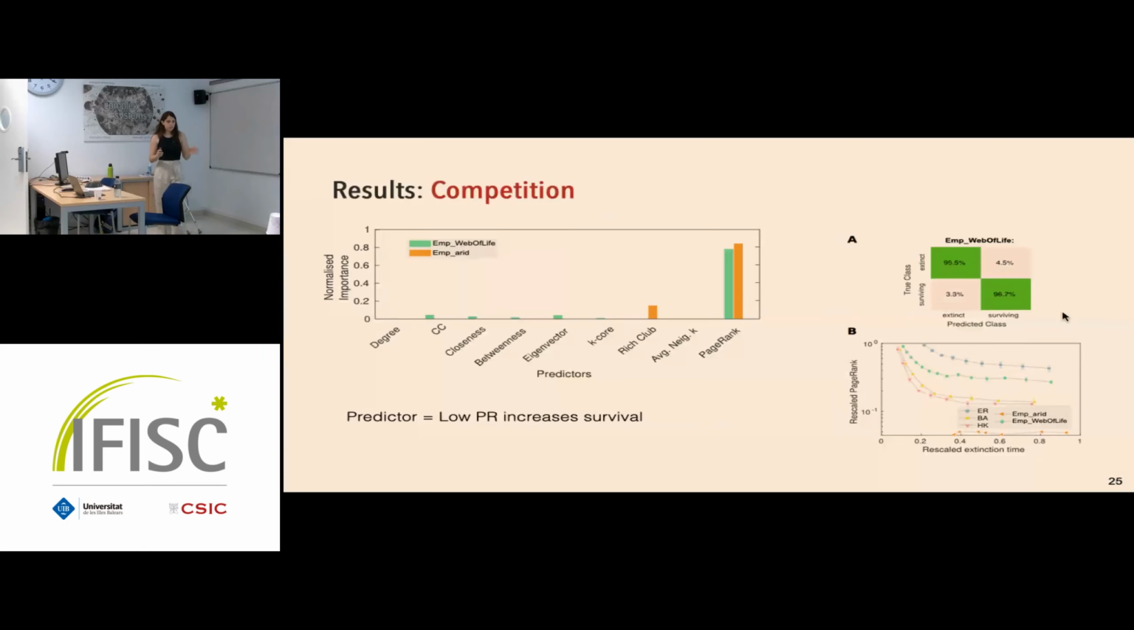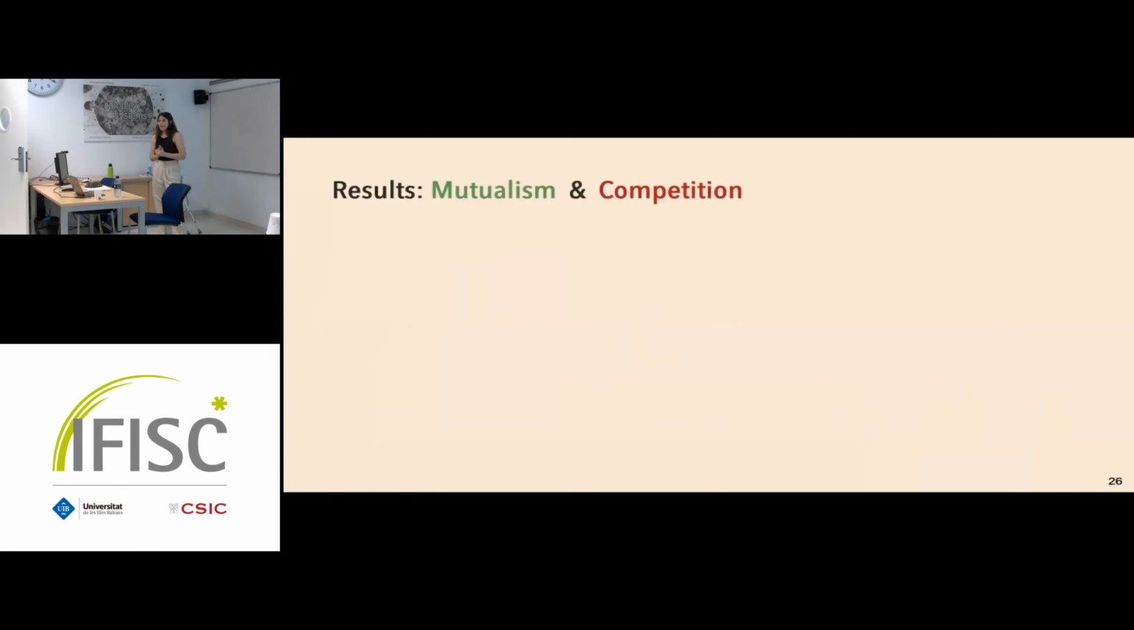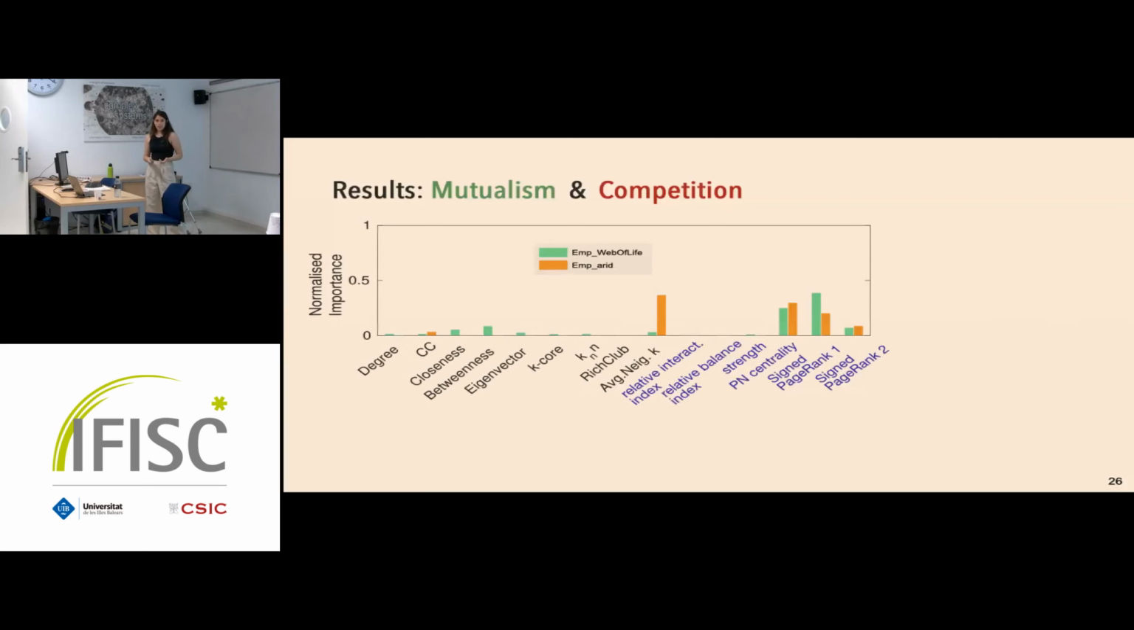So for just one type of interaction, we obtain one universal predictor for all our networks. And the situation changes a lot when we finally add these 2 interactions together in our study. In that case, for example, here, now we have these new signed measurements. We see that there is not just one single predictor with a lot of importance. There are several of them.